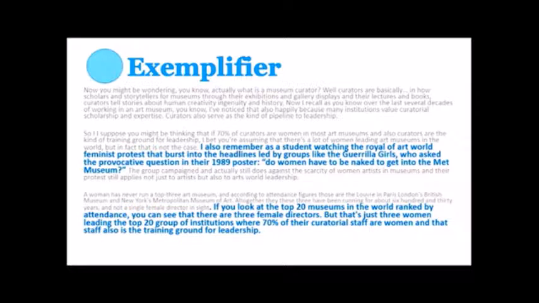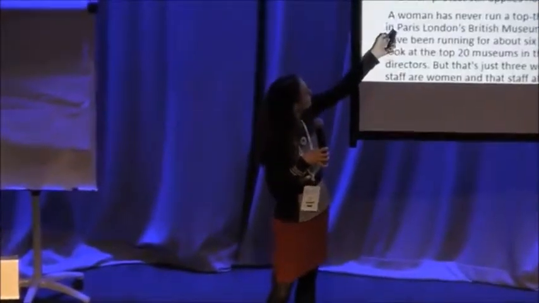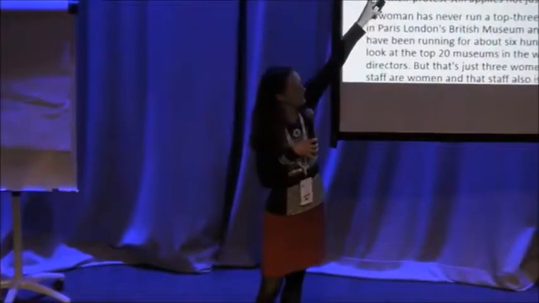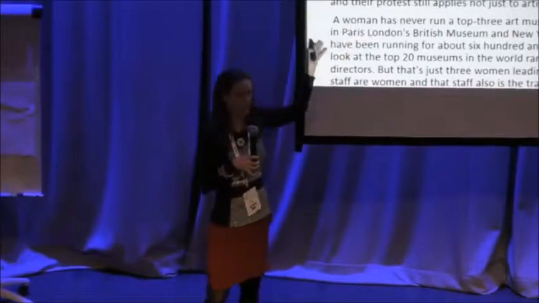Now, the leader, of course, is going to be focusing on that main idea. The exemplifier and the leader will often tag team off of each other. But the leader is basically going to summarize the idea that is given here. I'm going to just move up here. This idea that women are not making it to the top of leadership positions in the art world. Basically, that's going to be the key idea of this part of the talk.